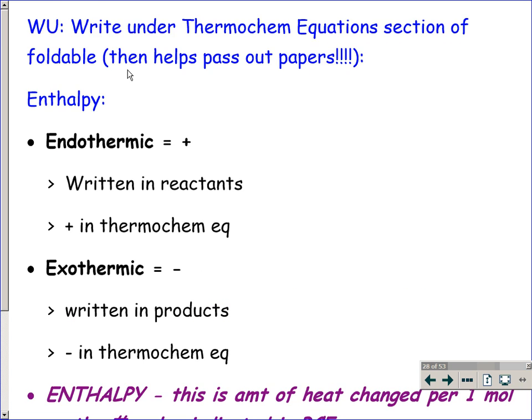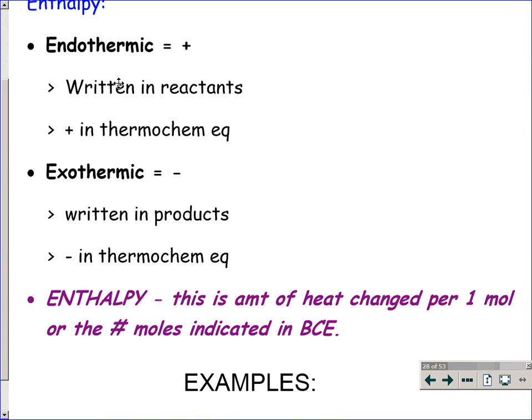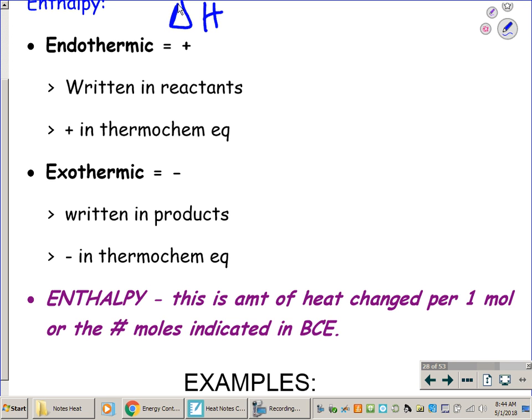Specifically some examples, and those examples would be what I would include in your foldable. So when I say enthalpy, what symbol do you guys think of? Delta H, right? Triangle H. So delta H is the symbol for enthalpy, and that's just expressing the amount of heat either absorbed or released throughout the reaction process.